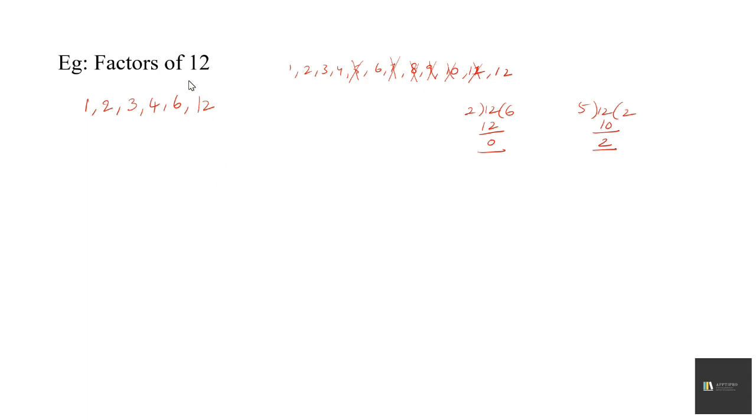Also, what are the ways you can obtain 12 by multiplication? 1 multiplied by 12, 2 multiplied by 6, 3 multiplied by 4, 4 multiplied by 3, 6 multiplied by 2 and 12 multiplied by 1. So these numbers are called the factors of 12.